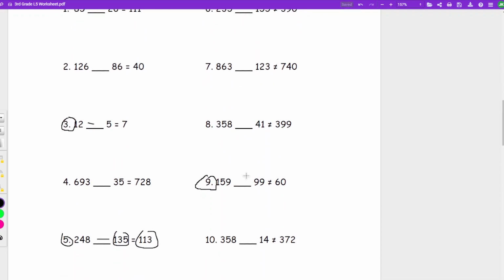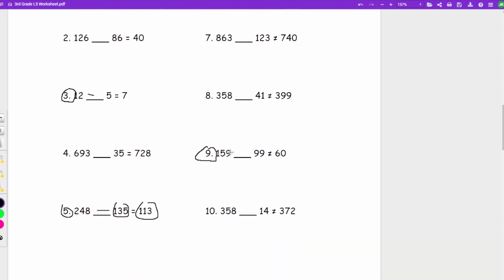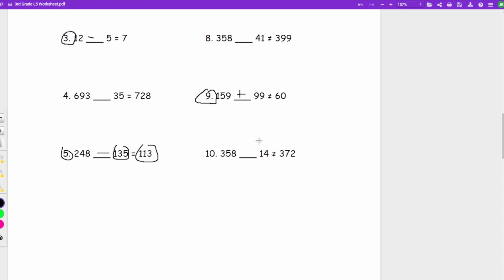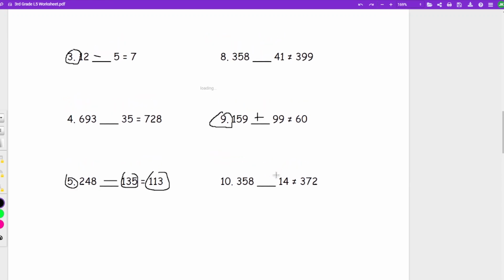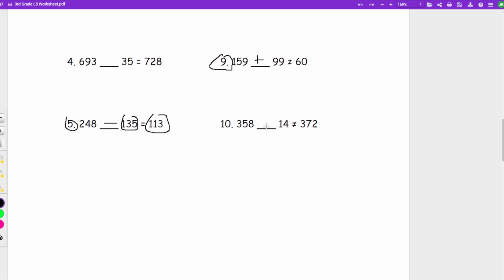Number 9, and we have to put something here to make this not equal. So I have to put plus, because 159 plus 99 is not 60. If I put minus, I would get 60, but it has to be not equal. So 358 something 14 is not equal to 372. Well, if I add, I'm going to get 372. I don't want that. I want it to be not equal to. So I have to put minus.